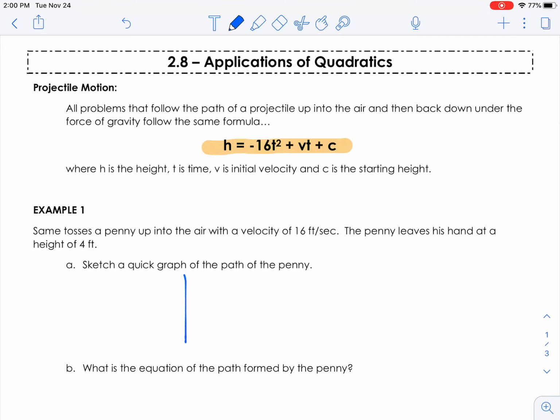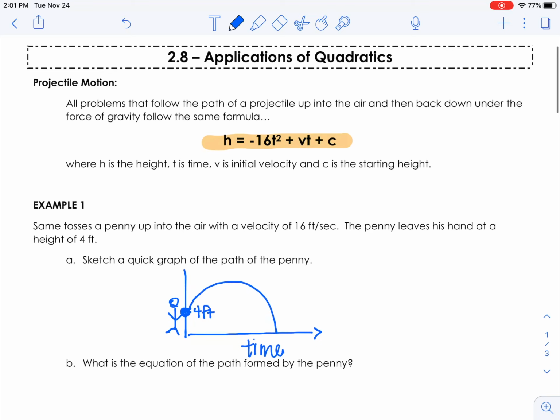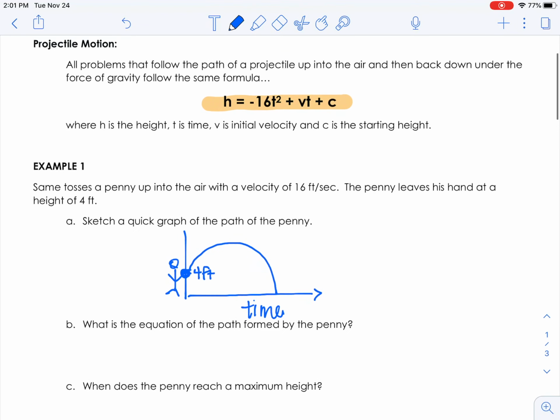So we know here, let's say is 0 time, and time passes along that x-axis. So as time passes, let's say here it's going to leave Sam's hand. Here's Sam. He tosses it up and it lands on the ground, right? And we know this is 4 feet because that penny starts at 4 feet and then it ends on the ground. What is the equation of the path formed by the penny?